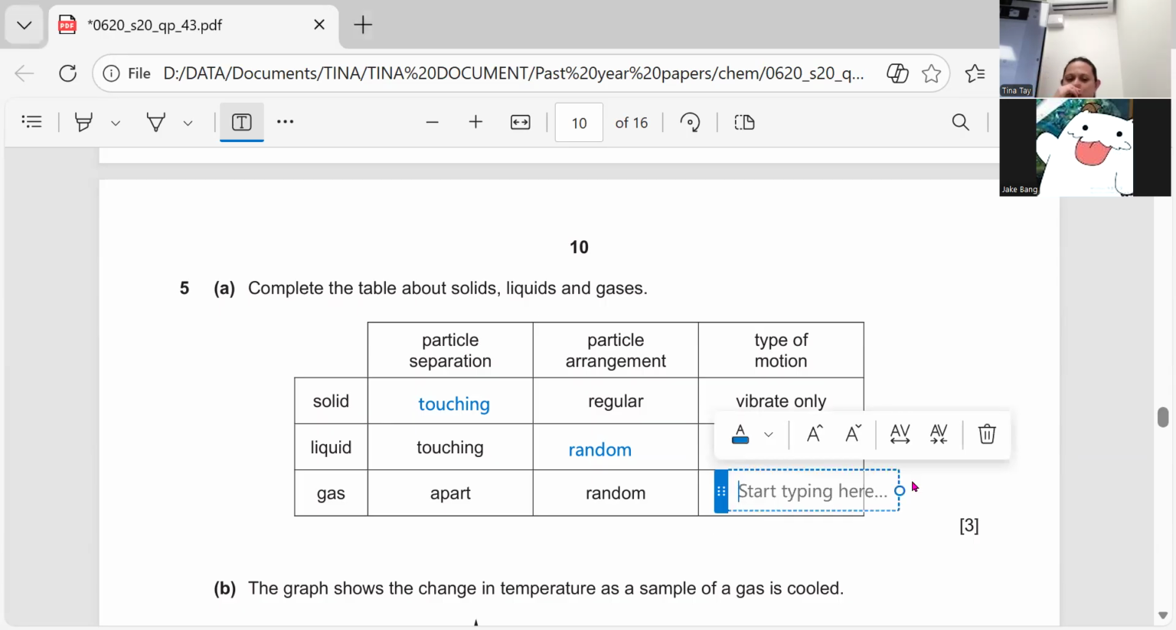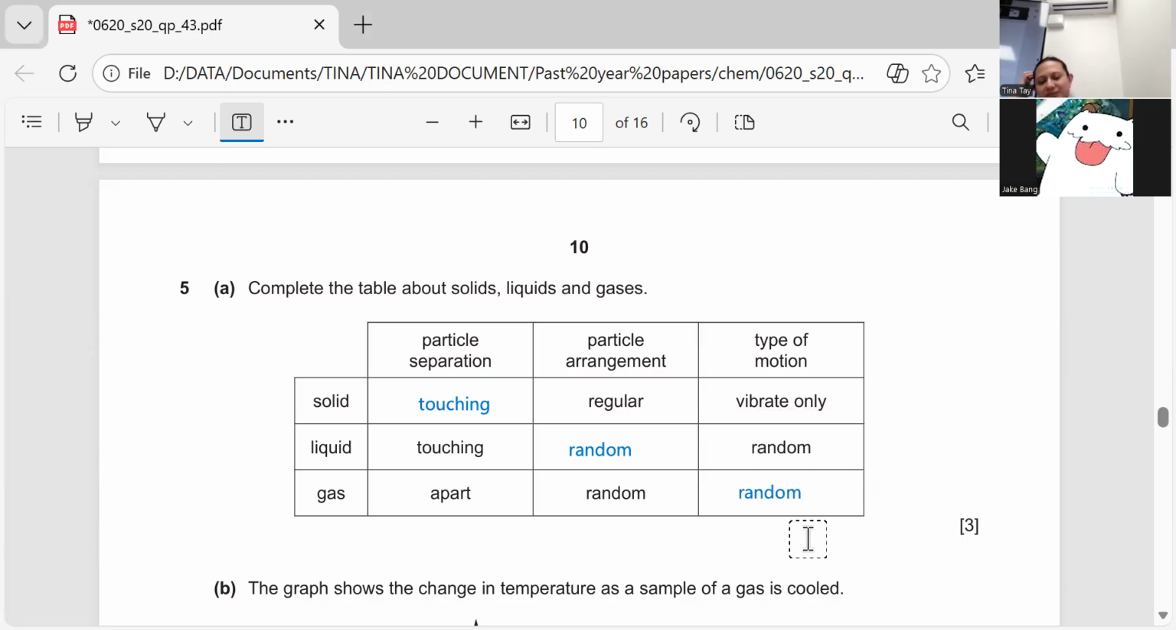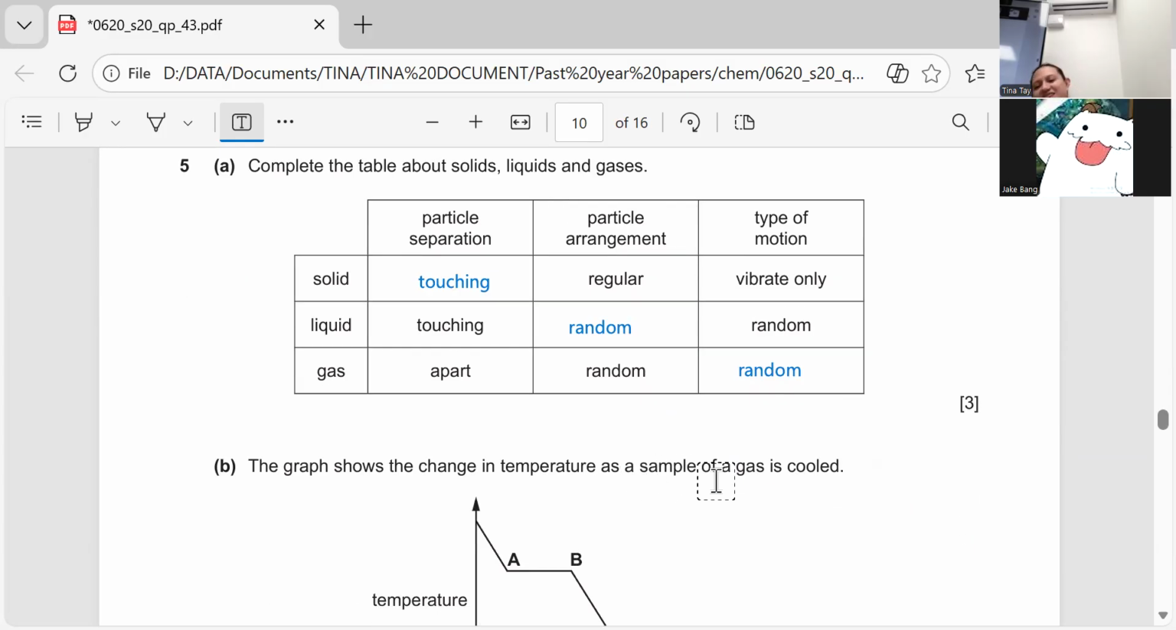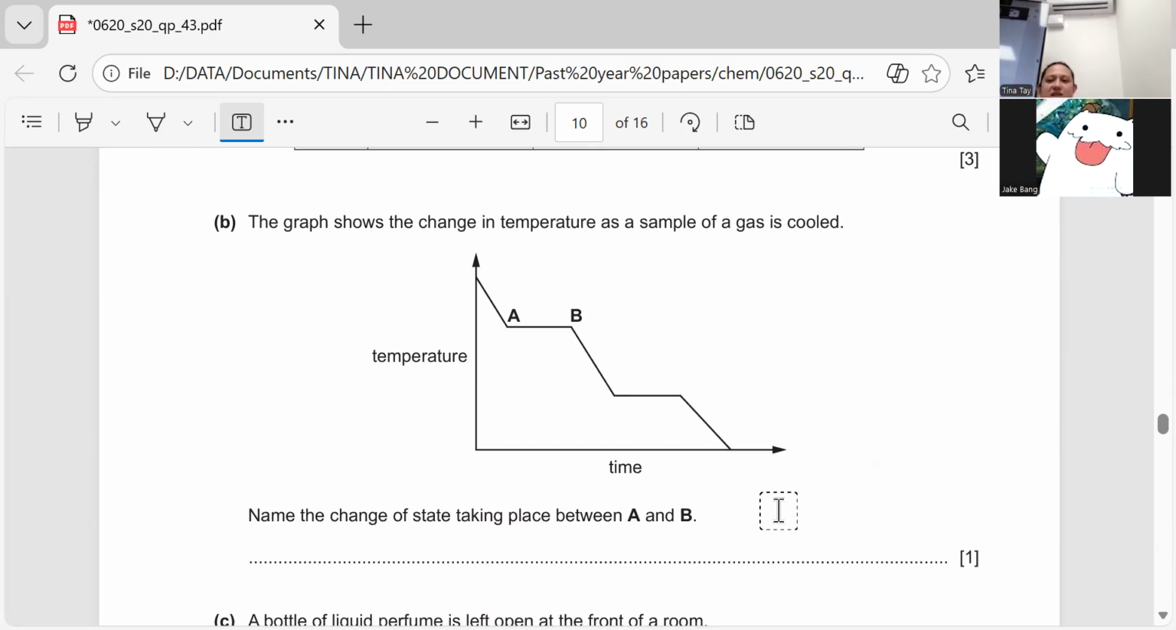All right. The type of motion is random. The graph shows the change in temperature as the gas is cooled. What kind of reaction is this? This is called a cooling curve.